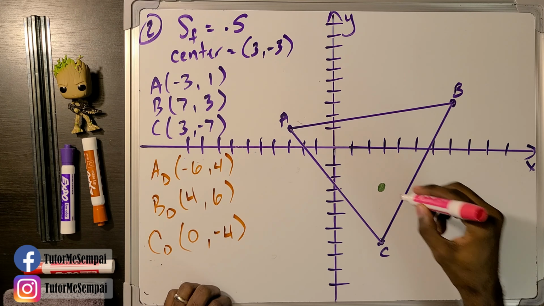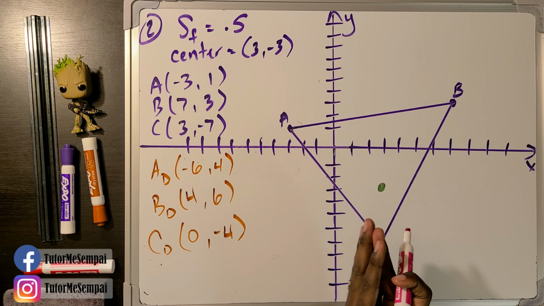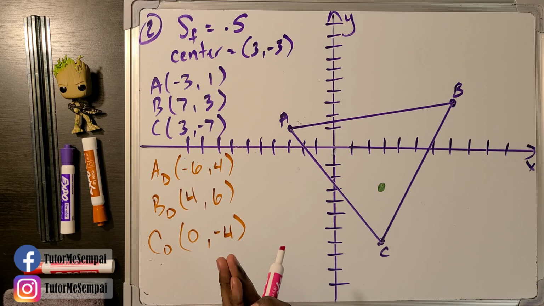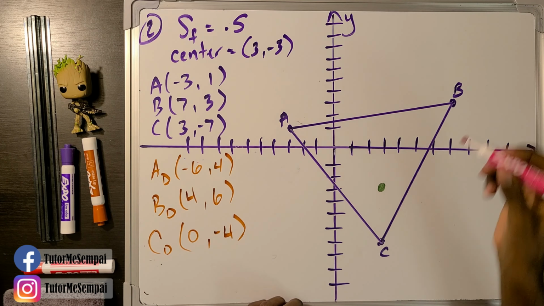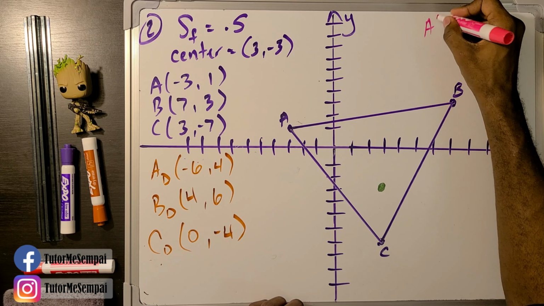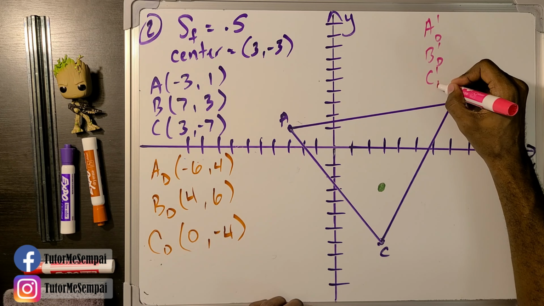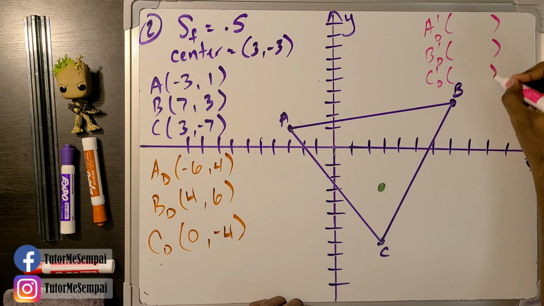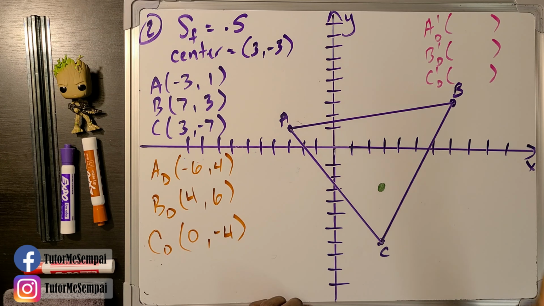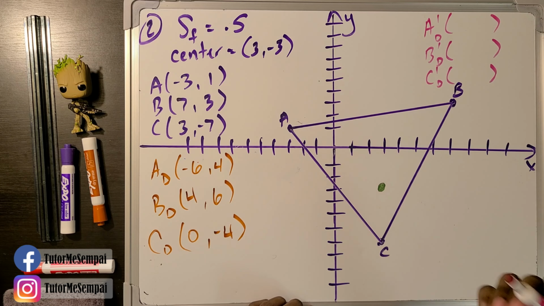So now that we found the distance from our center point to A, B, and C, we want to find the distance that our A prime, B prime, and C prime will be once we apply this scale factor to these distances. So we're going to call that A prime D, B prime D, and C prime D. A prime D is going to be the distance from the center A prime is, B prime D is going to be the distance from the center B prime is, and C prime D is going to be the distance from the center C prime is.